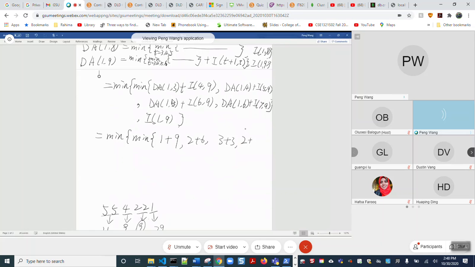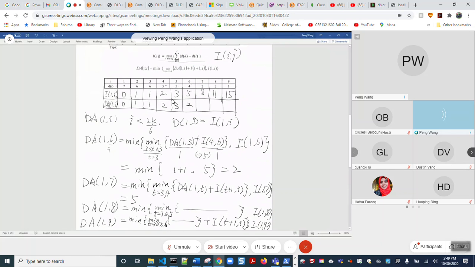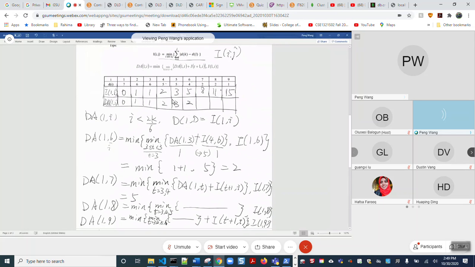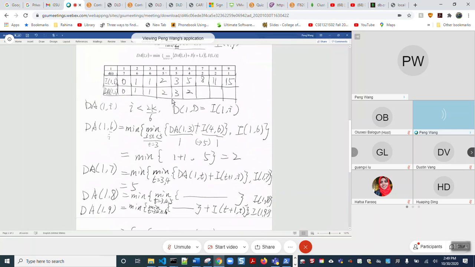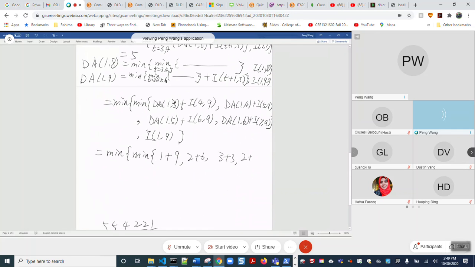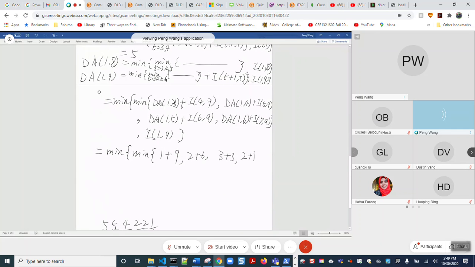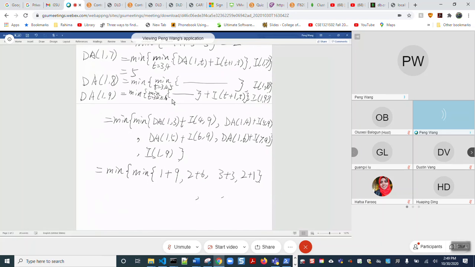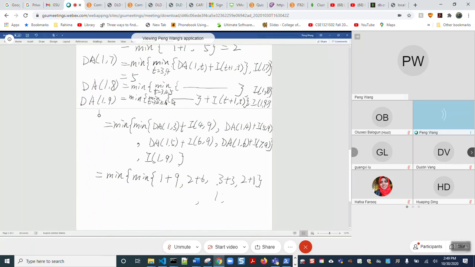And I79. I79 is to make 2 and 1 the same one. So we can always make them all 2, and the cost will be 1. And the result is this 1 9. 1 9 is anyway a large number. It's 15.